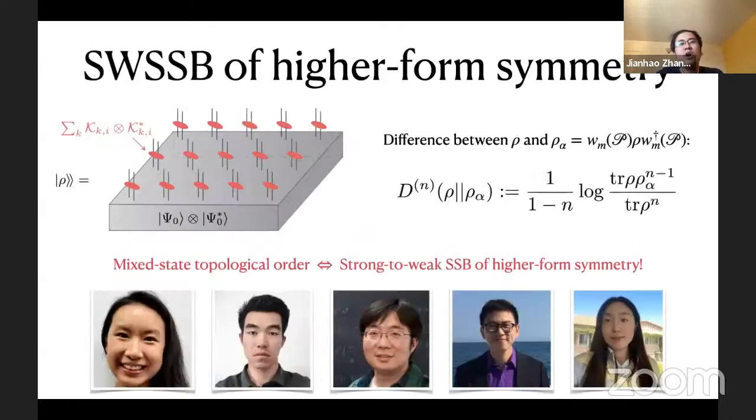Okay, there are several further applications of strong to weak SSB. The first application is a higher form symmetry. With these wonderful collaborators, we conclude that mixed state topological order can be comprehended as a strong to weak SSB of a higher form symmetry. These are Carolyn Zhang from Harvard University, Yichen and Zhang, who were introduced at the very beginning, and Zhu Xiluo is a new faculty member at Georgia Tech.